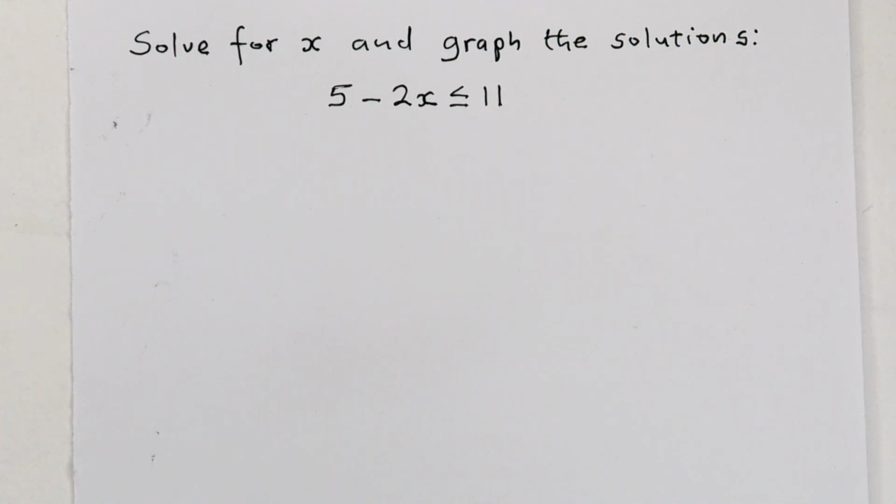Let us look at this equation. Solve for x and graph the solutions. So we have 5 minus 2x is less than or equal to 11.